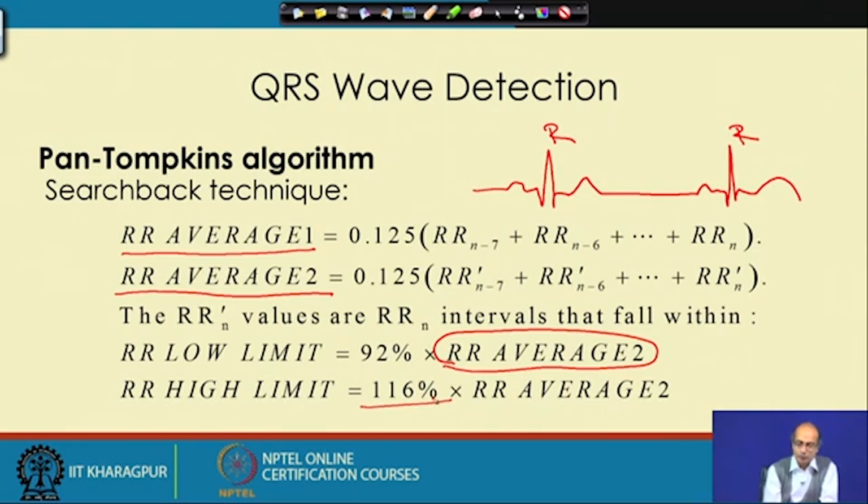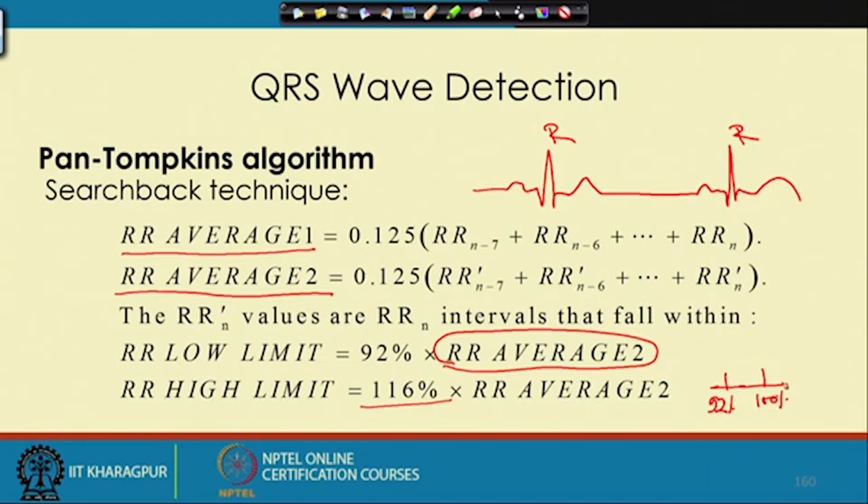Okay. So, please note that they have not taken a symmetric window. If this is 100%, on the lower side they are taking 92, that means an allowance of 8%, and on the upper side they are taking 116%, meaning an allowance of 16%. If the interval is within that, then we call that RR interval RR dashed, that means it is an acceptable one.